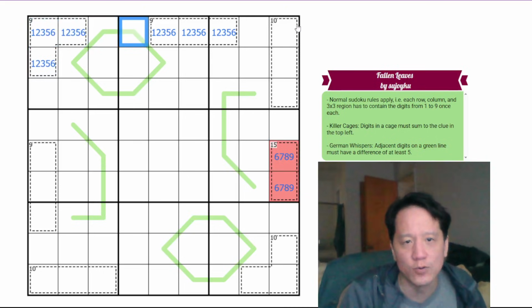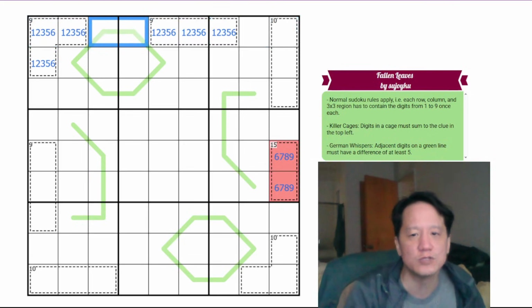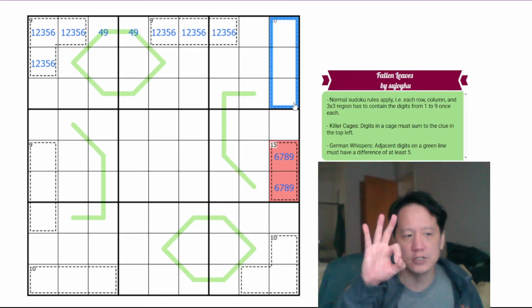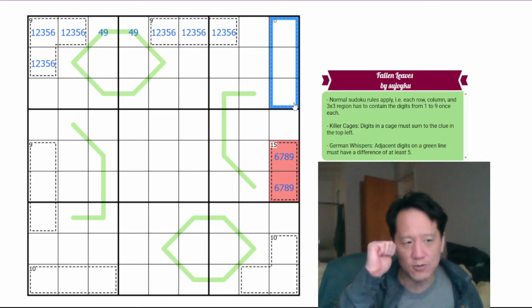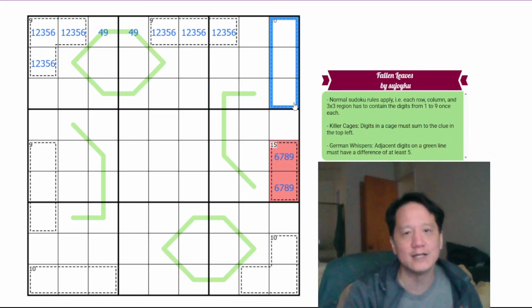Where is the 4 then in row 1? It has to be one of these two cells, which means it must be next to a 9 on the Whisper 5 line. So this is 4, 9 as a pair. To add up to 10 with 3 unique digits, the digit highest at most is 7, right? 1, 2, and 8 adds up to 11, but 1, 2, 7 adds up to 10.